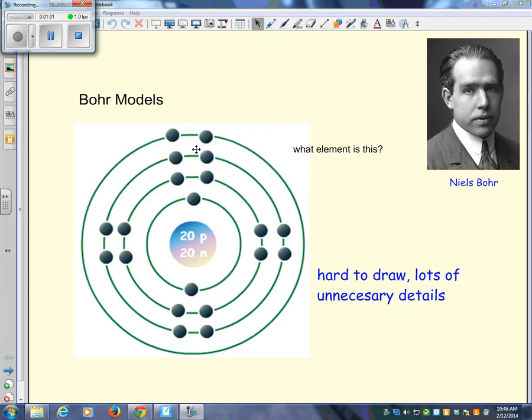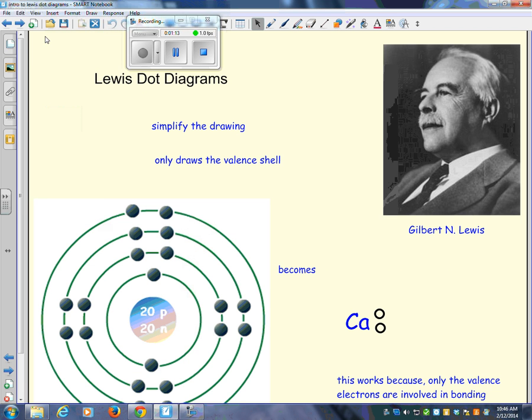Not even a smile at anyone. They're kind of hard to draw. There's lots of unnecessary details. They take up a lot of time, and they're not particularly fun. So along came this guy, Gilbert M. Lewis. Clearly the picture was taken during the month of November.